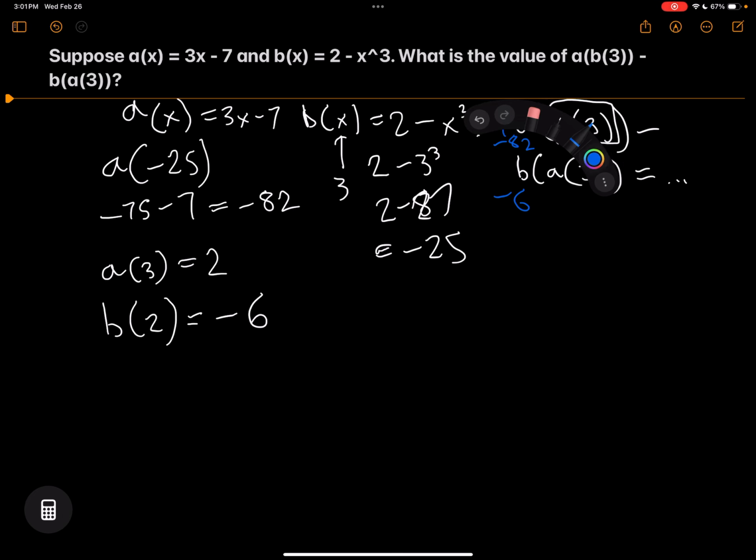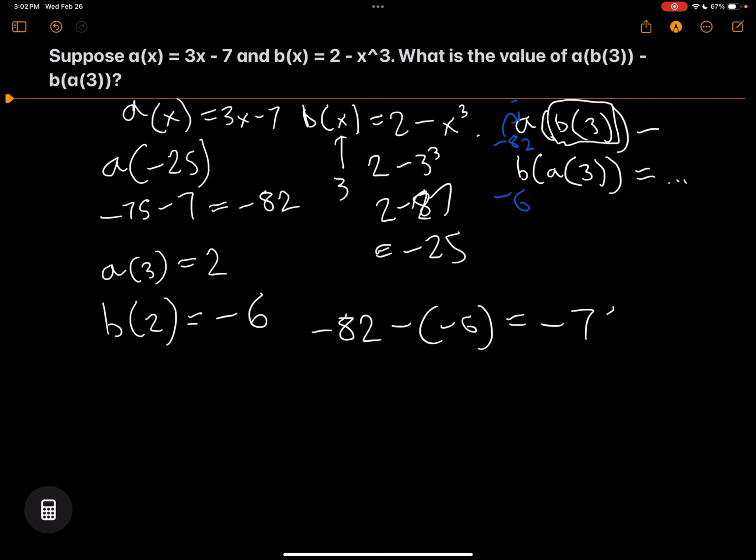Now all we have to do is subtract these two values. We've got values for both of these two functions, negative 82 and negative 6. So our final expression now becomes negative 82 minus negative 6, which is going to be the same as negative 82 plus 6, which gives us negative 76 as the final answer. So that's how you would manipulate a question like that.